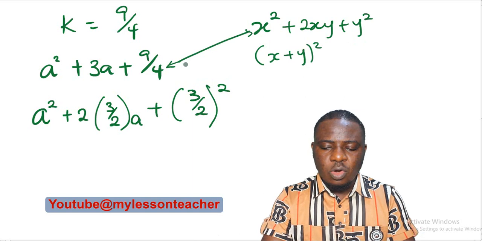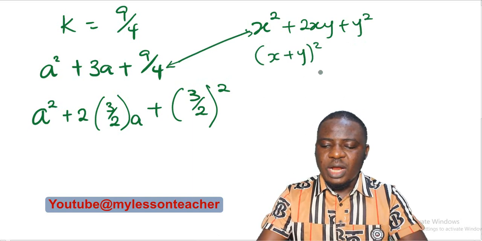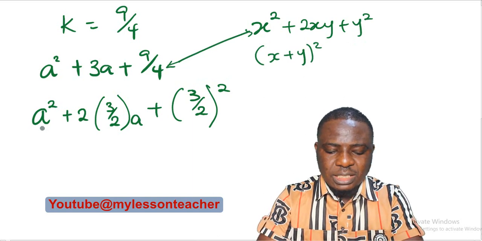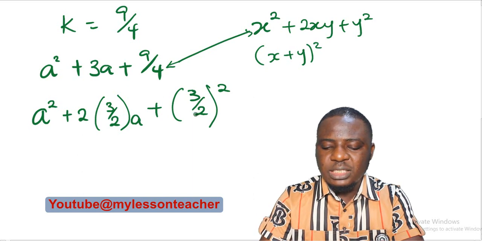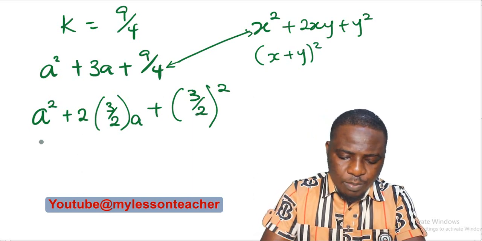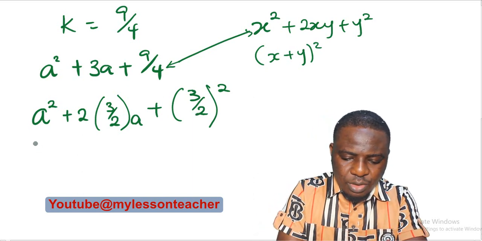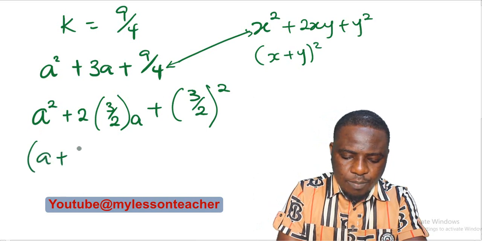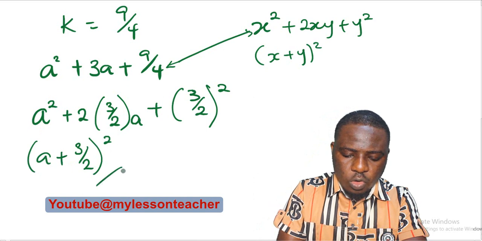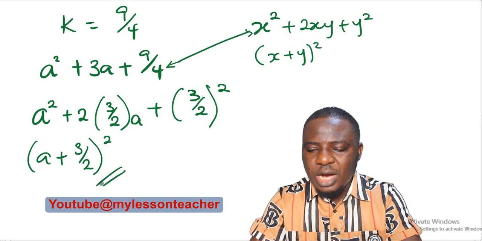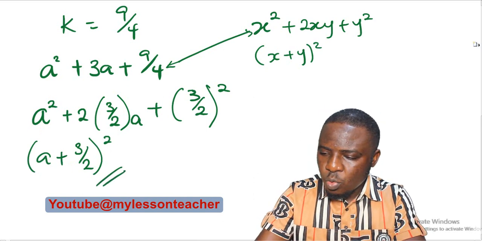And once that is done, you can thereafter factorize it in this form, where x is said to be the first term and y is said to be the second term. So when you compare, you agree with me that this can be written as a plus 3 over 2 all squared. So when you factorize, this is what you will get. Question 2.